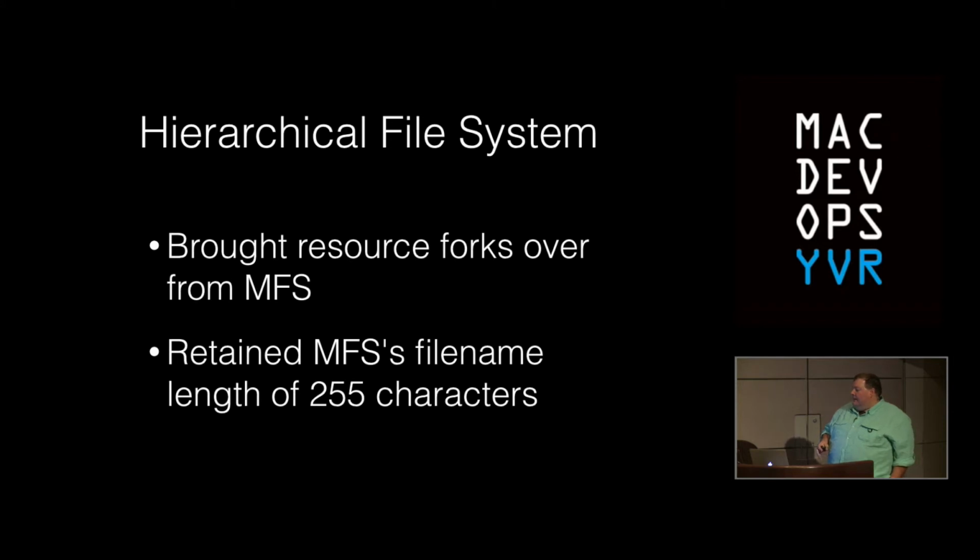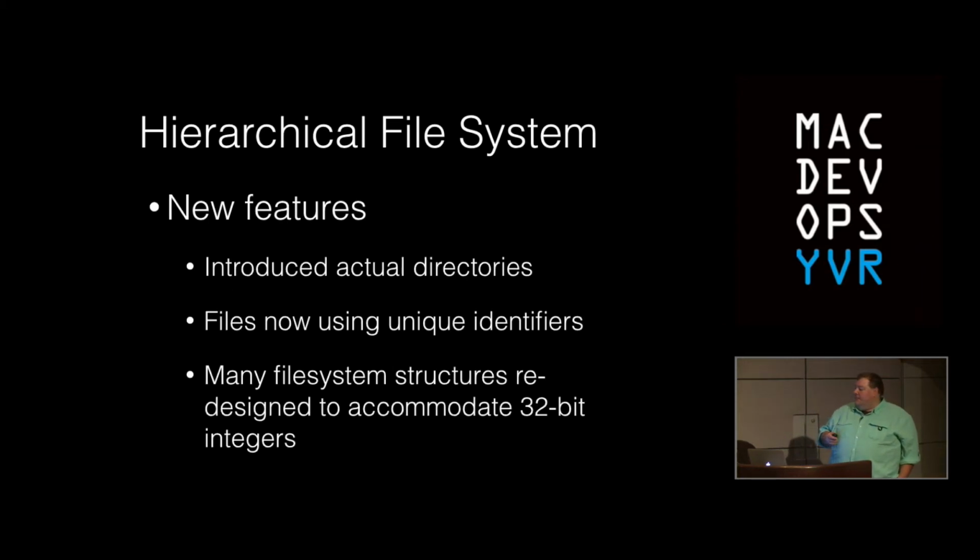So HFS incorporated a number of features first introduced in MFS, including the use of resource forks, and also having a maximum file name length of 255 characters, although now the Finder is imposing a further limitation saying you can't use more than 31 characters in any particular file name. So this is shorter than MFS's 63 characters, but this is still a Finder limitation. It's not from the file system.